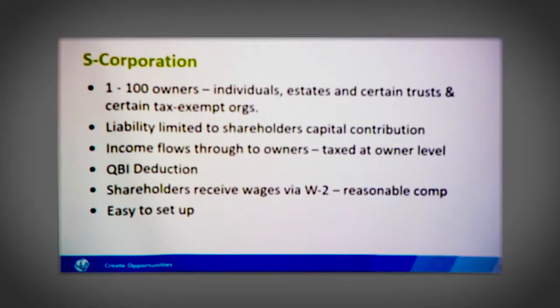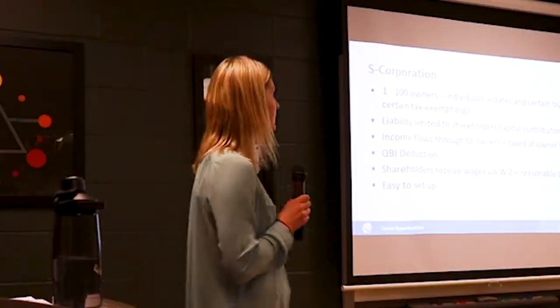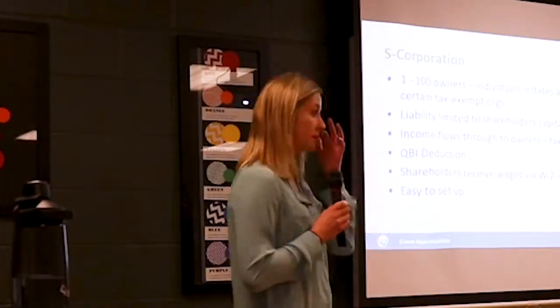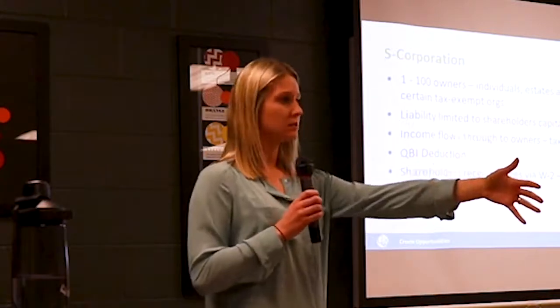So then an S corporation, you can have 1 to 100 owners. It is limited to certain types of owners, so only individuals, estates, trusts, things like that can own it. So a partnership can't own an S corporation, which can be a common entity structure under some other things. The liability would typically be limited to how much money that shareholder puts into the company.